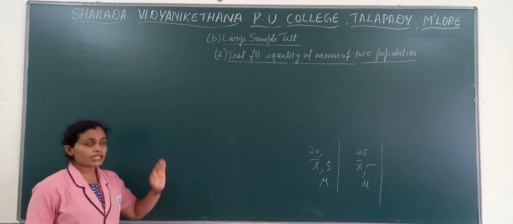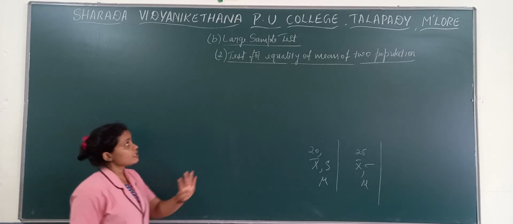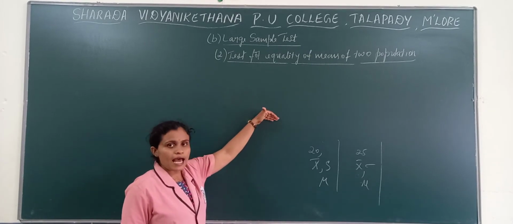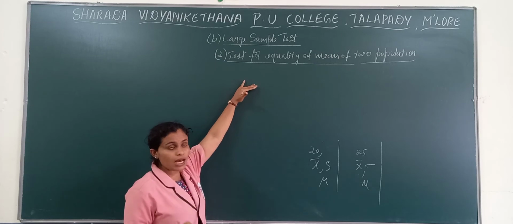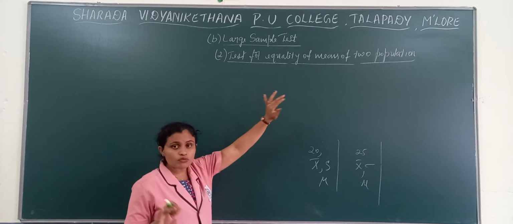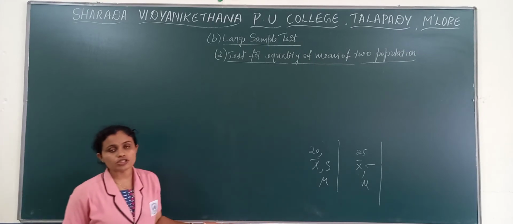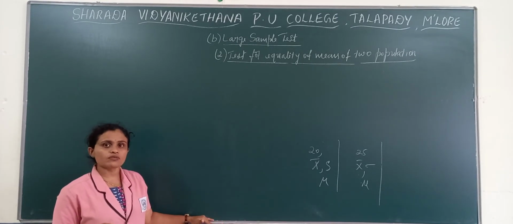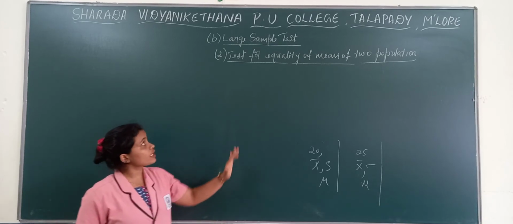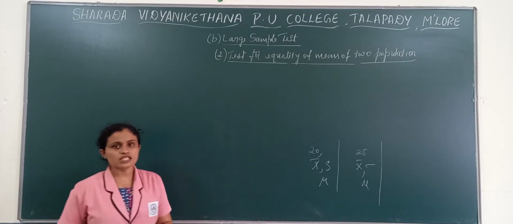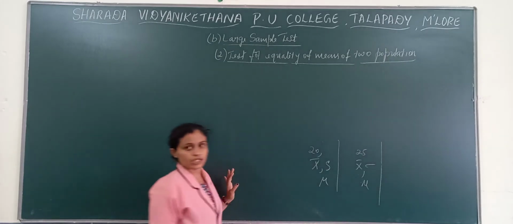Altogether in case of large sample test you will get 4 formulas, depending upon the 4 applications. First application, test for population mean, one formula. Test for equality of means of two populations, one more formula. Then test for population proportion comes, the third one, there one formula. And the last, 4th application, there one more formula. So altogether in case of large sample test, you will get 4 formulas depending upon the 4 applications.